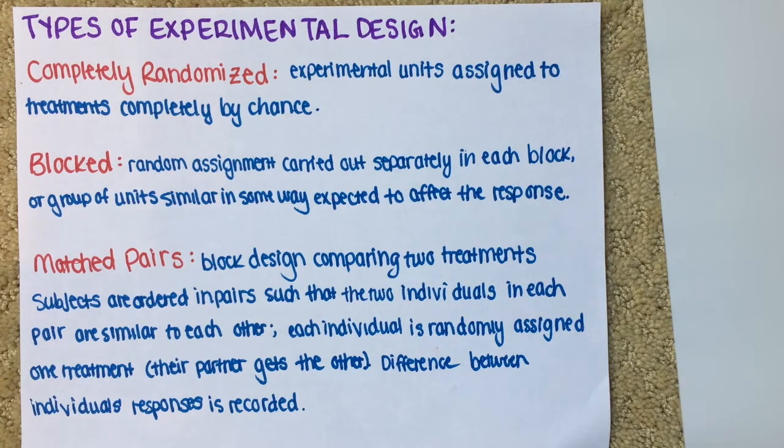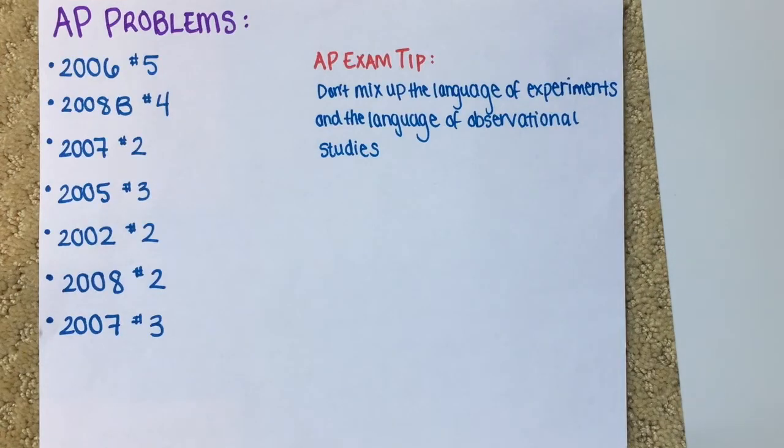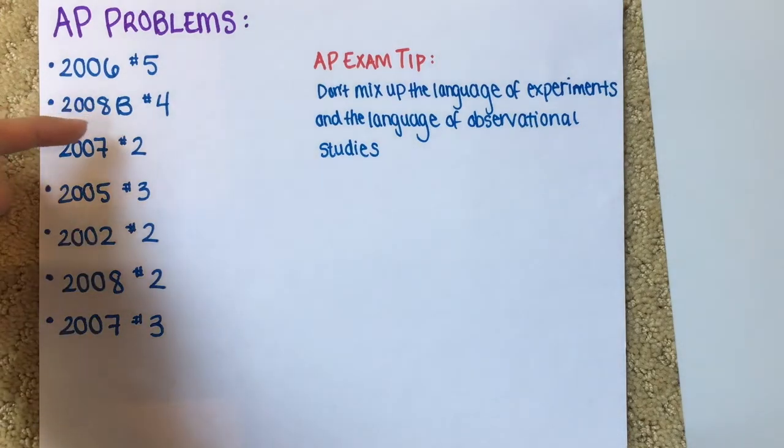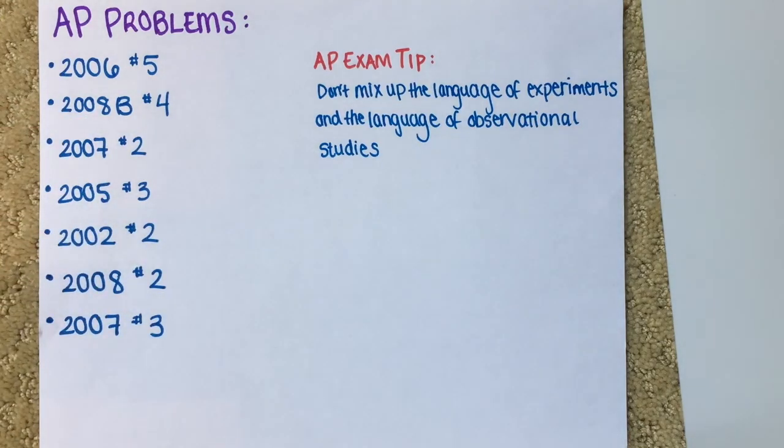So during the AP test, make sure that you don't mix up the language of experiments and the language of observational studies. This is a common mistake, so please watch out for it. And this is a list of practice AP problems that you can do. They were on previous AP tests, and they will be helpful in mastering this concept.